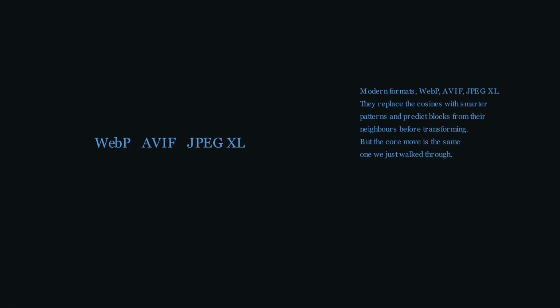Modern formats, WebP, AVIF, JPEG XL, they replace the cosines with smarter patterns and they predict blocks from their neighbours before transforming, and they're better in lots of small ways. But the core move is the same one we just walked through. Transform into a space where unimportant detail is easy to discard, then discard it.